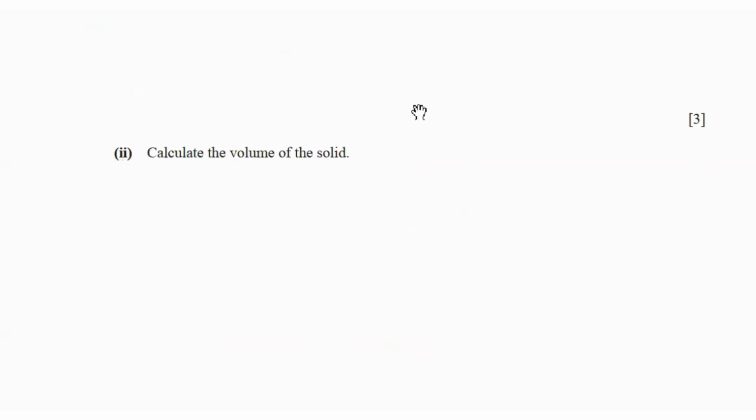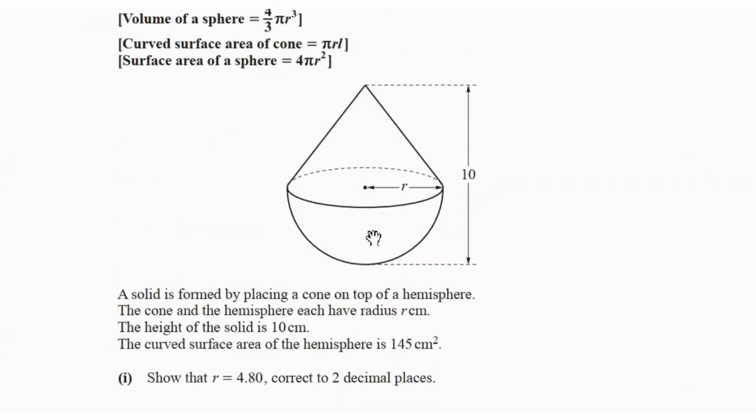Then calculate the volume of the solid. As you can see, we have a cone and a hemisphere. If the radius is 4.8, this part is also 4.8. Height is given as 10. If you subtract 4.8 from 10, we get 5.2. So this part over here is 5.2. So we have the height of the cone now, and the radius of the hemisphere and the cone. So we can easily find the volume of the solid.